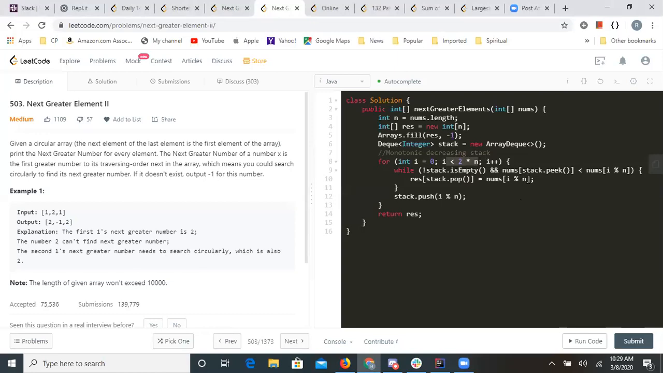The only difference is we are making sure that whenever the index reaches more than the array length, we wrap it around. So 3 will get transformed to 0, 4 to 1, and so on. Similarly, while popping out, we are just updating that result value. Go through this example on your own, and I think it should be pretty easy to solve this problem.